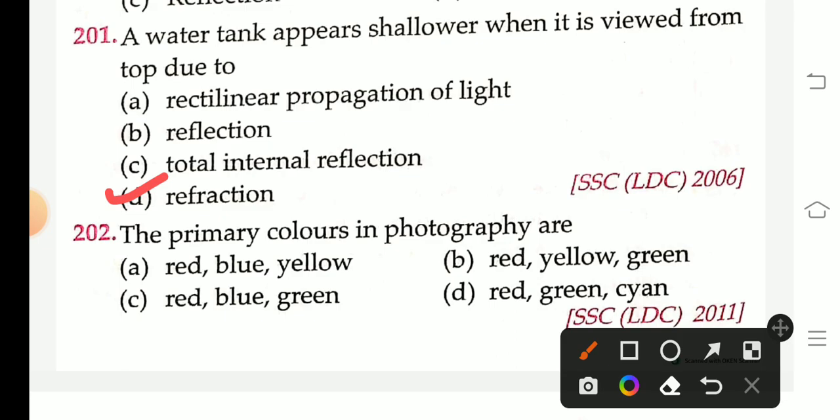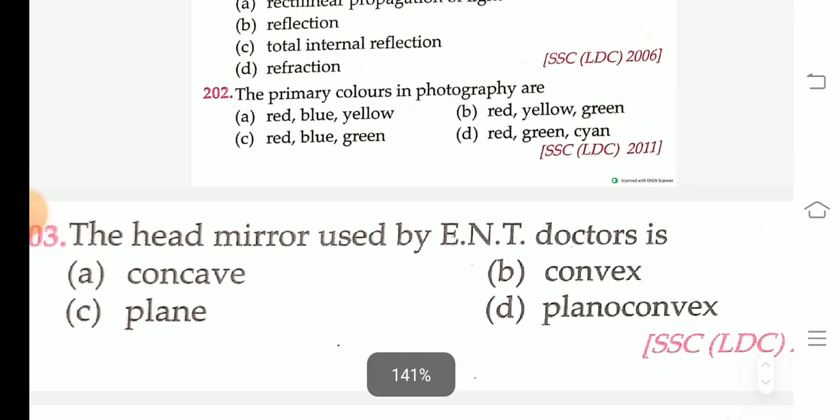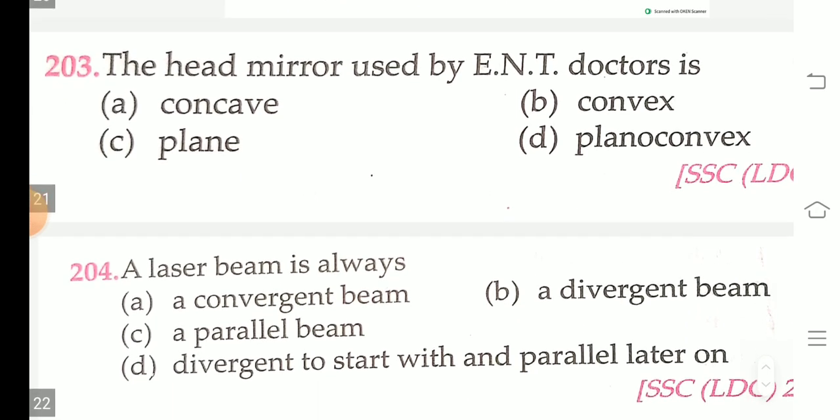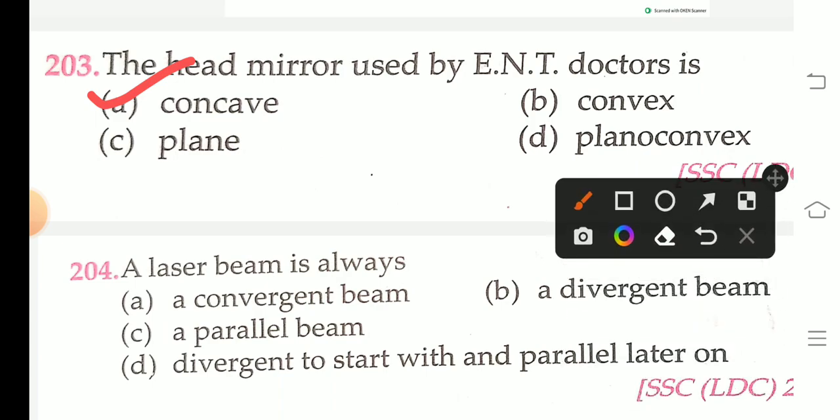Next, the primary colors in photography are. Right answer option C. Red, blue, green. Next, the head mirror used by ENT doctors is. Right answer option A. Concave. Next, a laser beam is always. Right answer option C. A parallel beam.